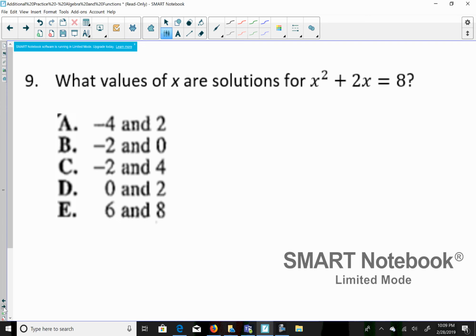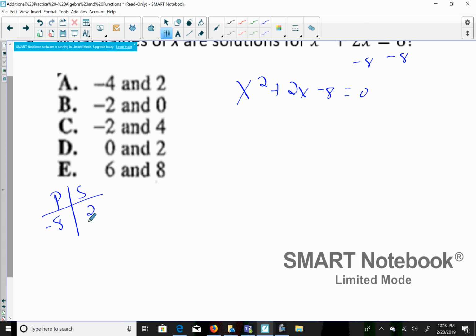Number 9, what are the values of x that are solutions to x squared plus 2x is equal to 8? Since it's raised to the second power and it's a quadratic equation, to solve it, I'm going to set it equal to 0. So I'm going to have x squared plus 2x, subtracting 8 from both sides, so I have minus 8 is equal to 0. I'm probably going to do product sum. My product is negative 8. My sum is a positive 2. The factors of 8 that add up to positive 2 are going to be negative 4 and positive 2.